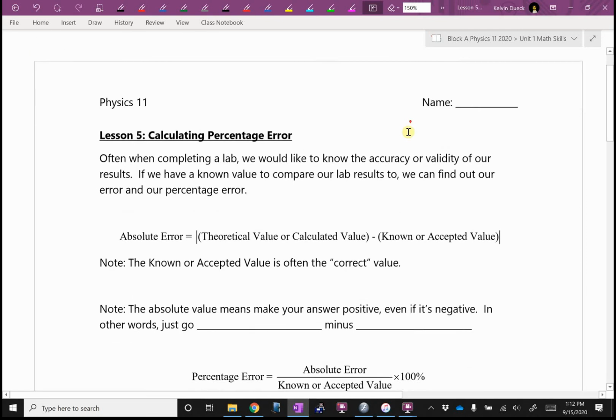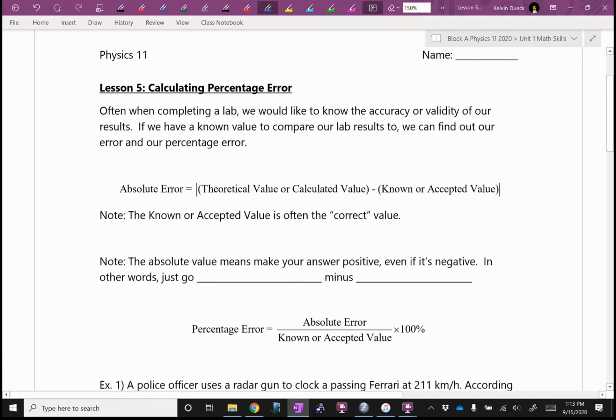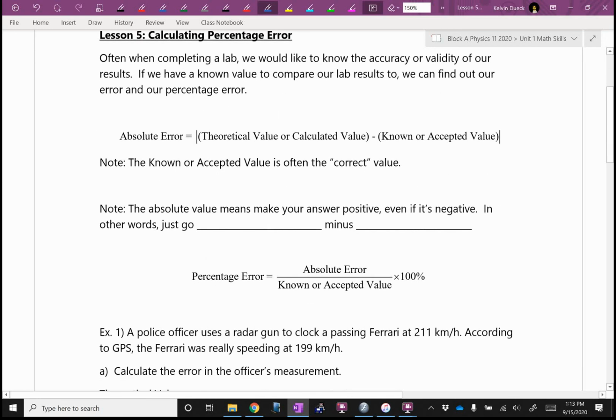So often when we are completing a lab, this is called calculating percentage error. Often when we are completing a lab, we would like to know the accuracy or the validity of our results, especially if we know the answer that we're supposed to get. We do an activity where we try and calculate the acceleration due to gravity, and I know the answer you're supposed to get. If we have a known value to compare our lab results to, we can find out our absolute error and our percentage error. The absolute error is calculated really easy.